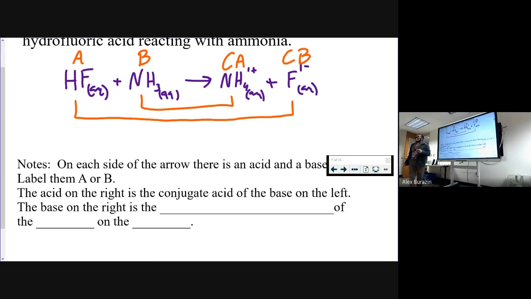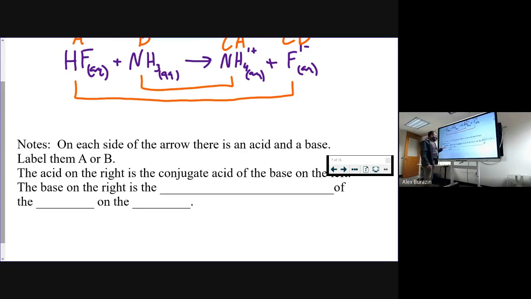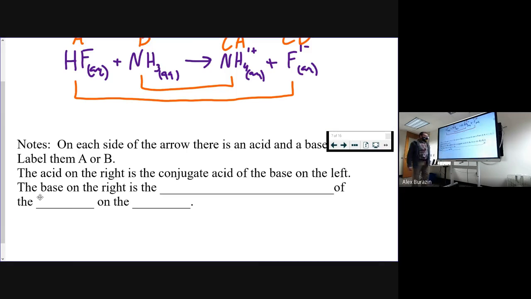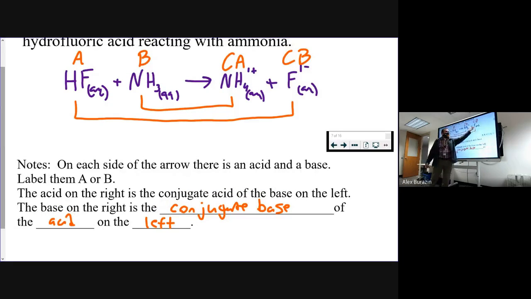Let's fill out the bottom, and then we'll call it a day. I got 2 minutes. The acid on the right is the conjugate acid of the base on the left. The base on the right is the conjugate base of the acid on the left. In other words, there's the acid, it donates, and now it turns into its conjugate base. There's the base, it accepts, and it turns into the conjugate acid.